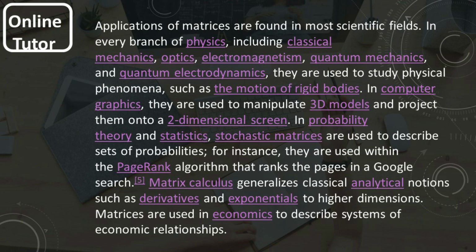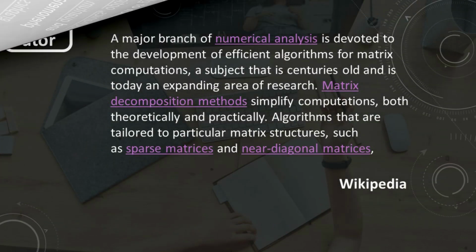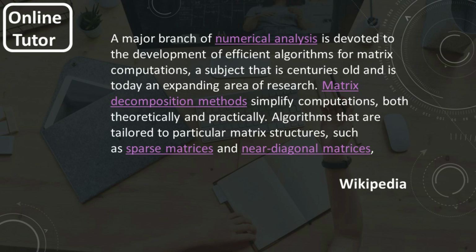In probability theory and statistics, matrices are used to describe sets of probabilities. For instance, they are used in the PageRank algorithm that ranks pages in Google search. Matrix calculus generalizes classical analytical notions such as derivatives and exponentials to higher dimensions. Matrices are used in economics to describe systems of economic relations. A major branch of numerical analysis is devoted to developing efficient algorithms for matrix computations. The subject is centuries old, but today it is an expanded area of research.